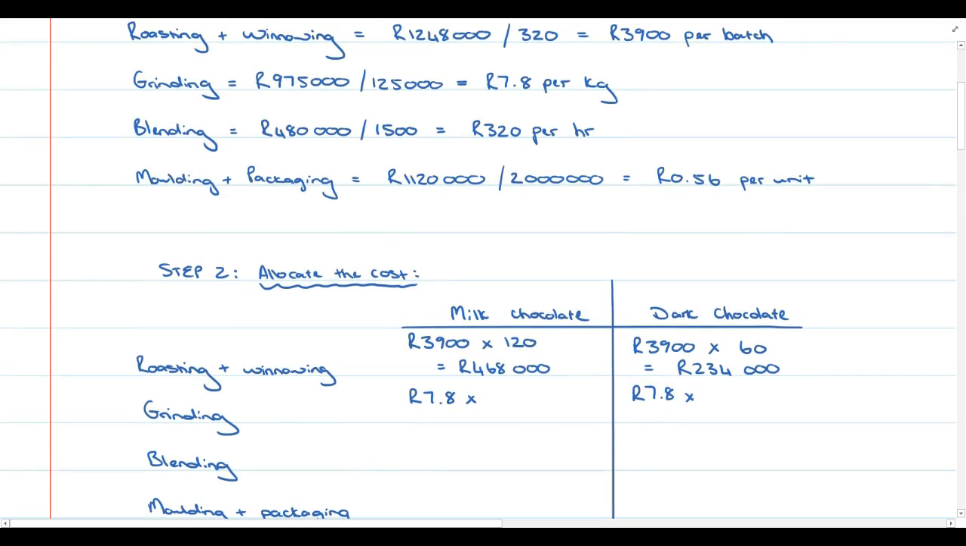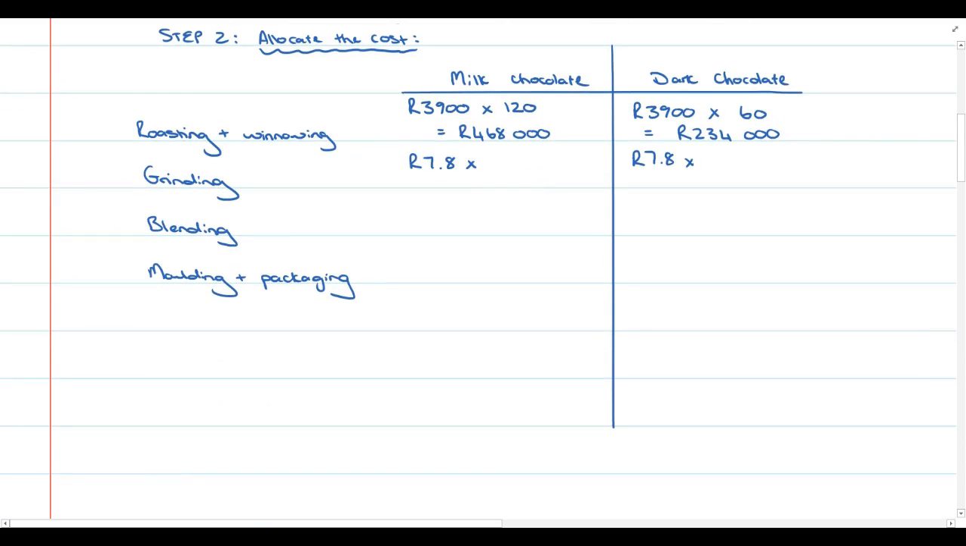Okay, so we calculated the activity rate for grinding to be 7.80 Rand per kilogram. So we now just need to multiply by the kilograms of nibs processed for each product in order to allocate this cost.